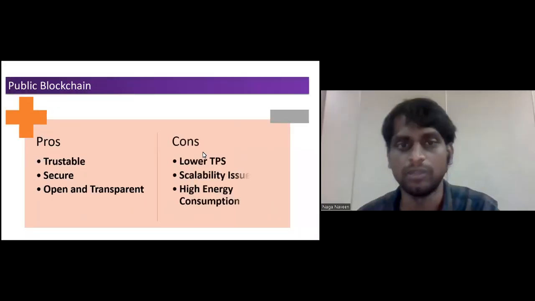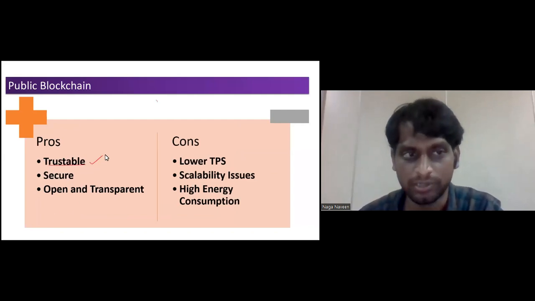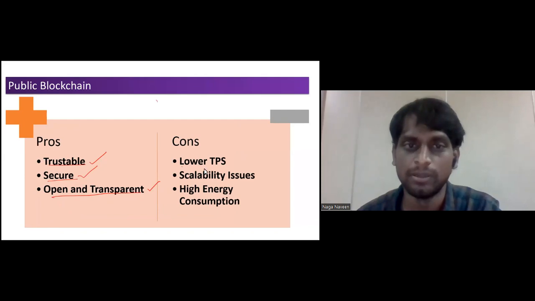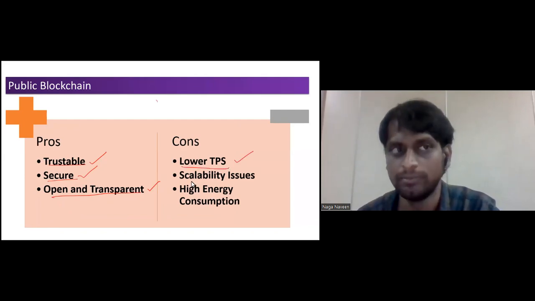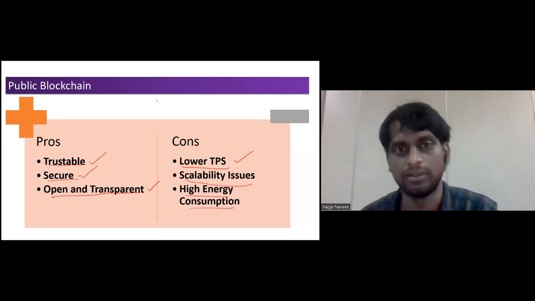What are the disadvantages of this blockchain? First, the pros. It is trustable. It is secure. It is open and transparent. Anyone can participate in it. On the cons, it has lower transactions per second, which means it will be slower compared to other blockchains. It has scalability issues. It has high energy consumption, etc.